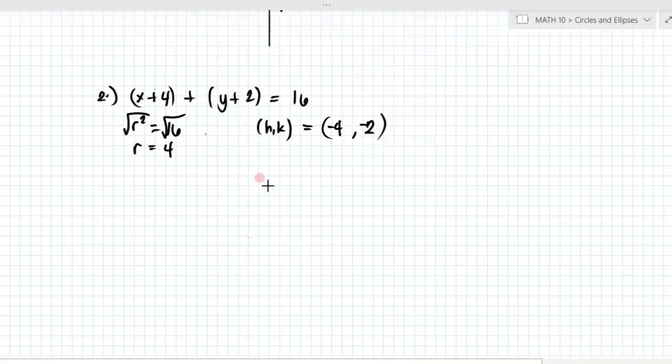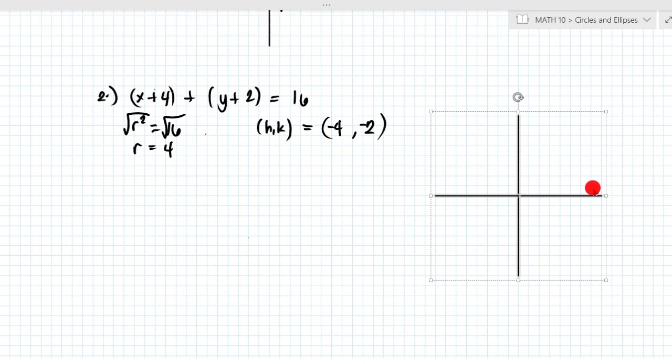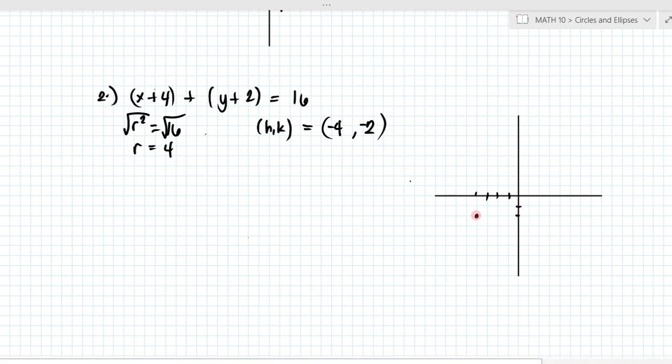First, we draw a Cartesian plane. Then we're going to plot our points. The center is (-4, -2). So 1, 2, 3, 4, 1, 2. So here's our center. Then our radius is 4. So we move in 4 directions by 4 units.